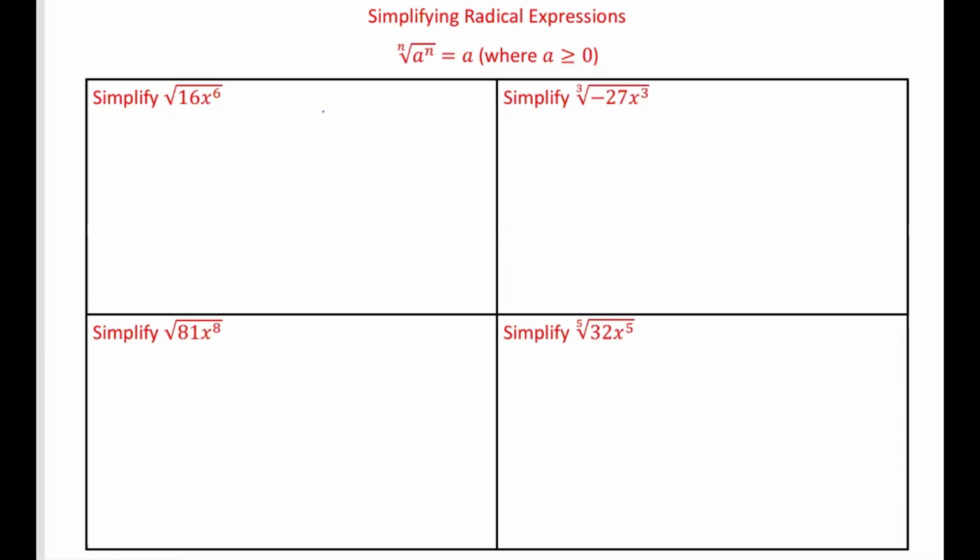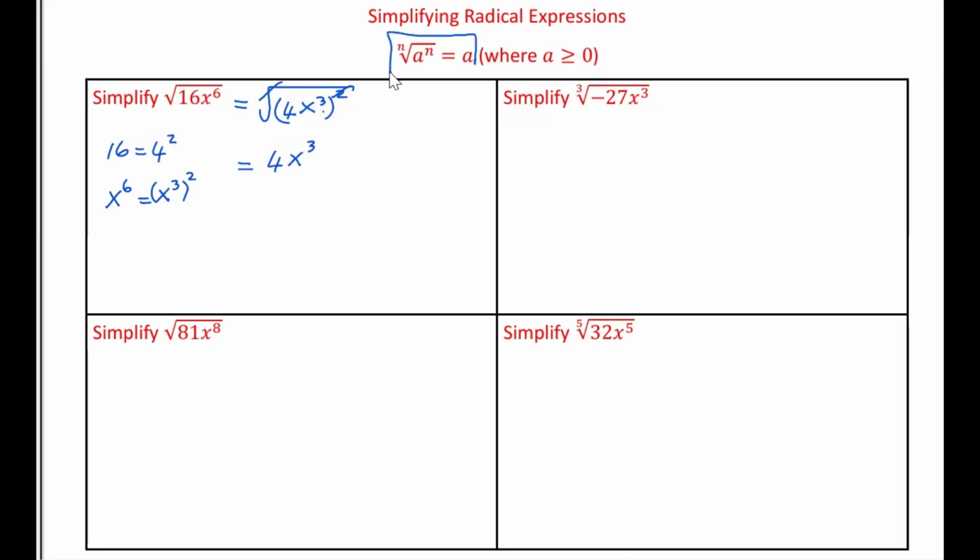We may have variables inside our radicals in addition to numbers. So let's simplify these expressions. 16 is the square of 4 and x to the sixth is x cubed times x cubed, which is the square of x cubed. So we can write 16x to the sixth as 4 times x cubed, squared. And when we take the square root, the square cancels out, so we find 4x cubed.